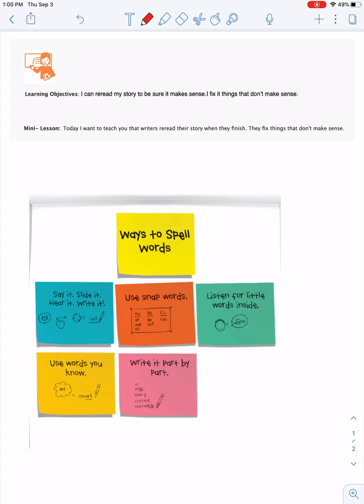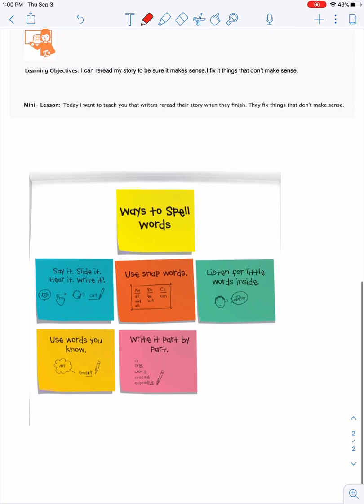So I've got our ways to spell chart right here, and you can see that there are lots of ways that we can spell words if we don't know how to, besides asking a grown-up. So remember, we can say it, slide it, hear it, write it to sound it out. We can use our snap words either in the writing or to make new words because we can listen for little words inside. And we can also use words that we know to make new words. Finally, we can also write words part by part if they're long so that we can figure out how to spell them using those little parts.